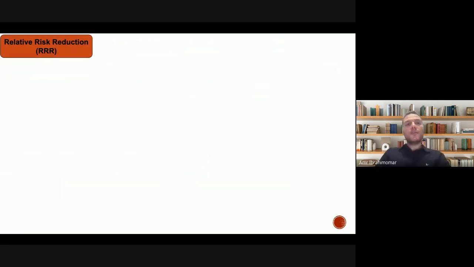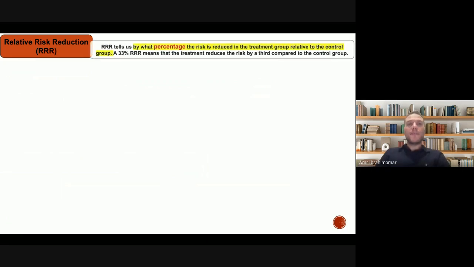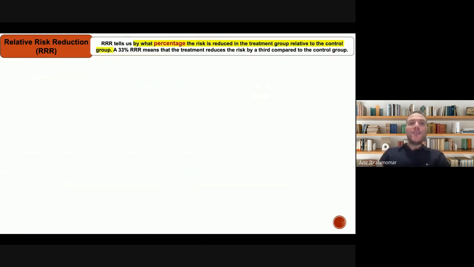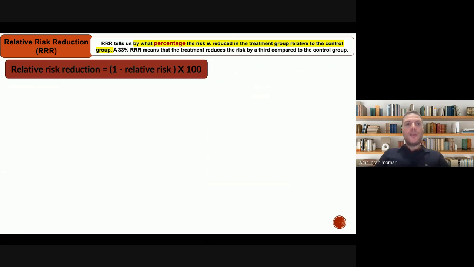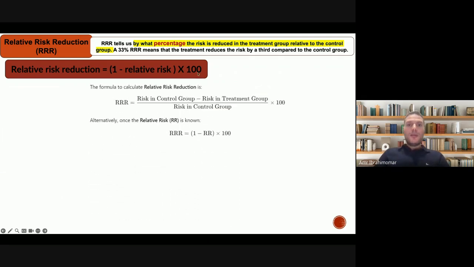Relative risk reduction. How you calculate it is very easy now. Relative risk reduction is 1 minus the relative risk. Relative risk reduction tells you what percentage the risk is reduced in the treatment group compared to the control group. We need it in percentage, so that's why we multiply by 100. Another way to calculate, I always like 1 minus relative risk, multiplied by 100.